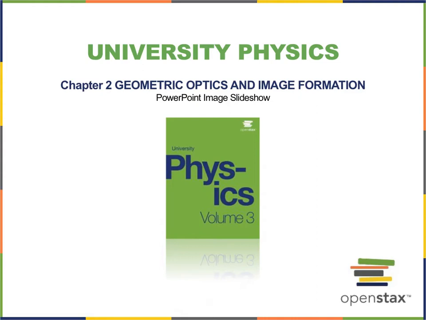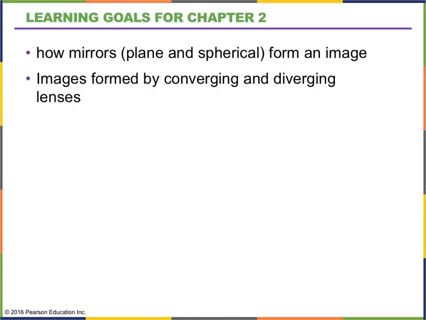All right, so we're going to cover the rest of Chapter 2 in this slideshow, this video. And if you remember, in the last video, we looked at how mirrors form an image. And in this video, we're going to look at images formed by both converging and diverging lenses. We're not going to look at images formed by refraction.